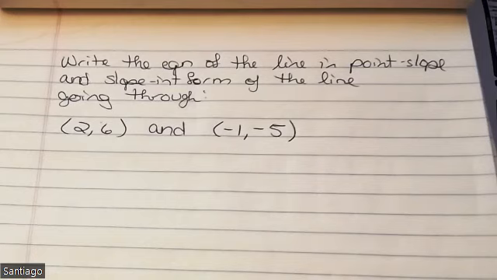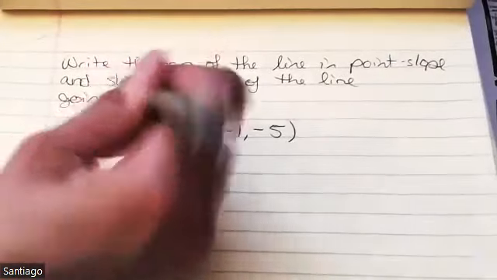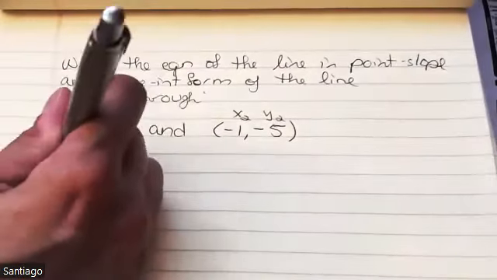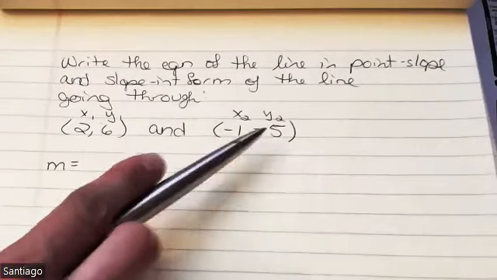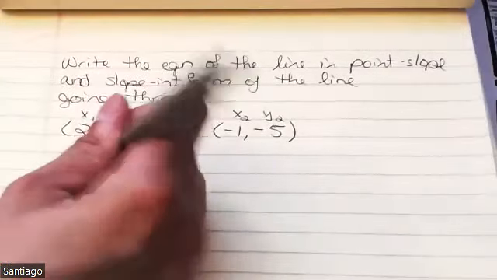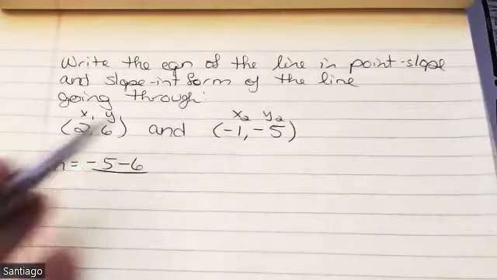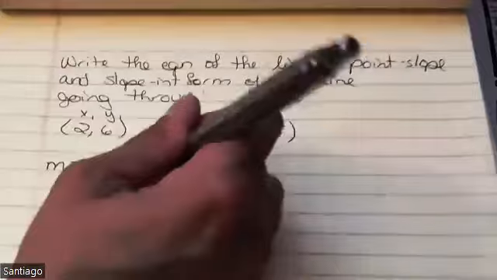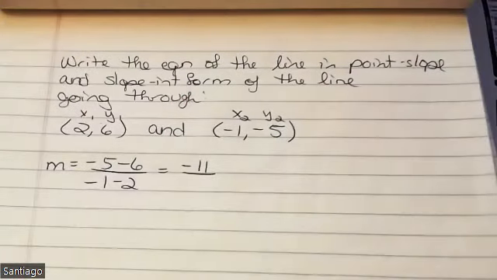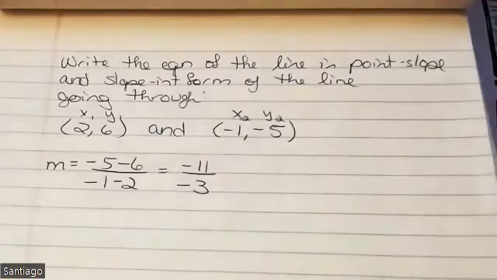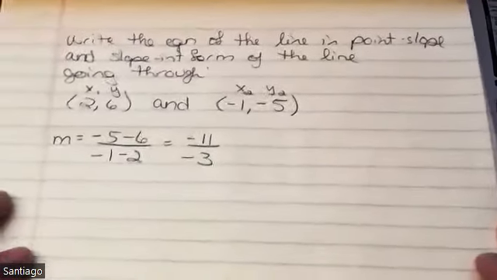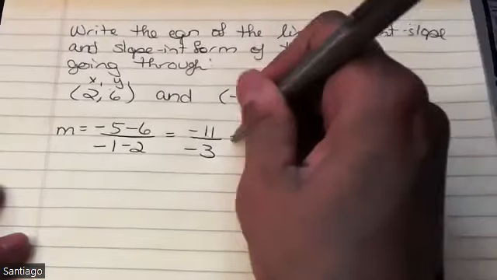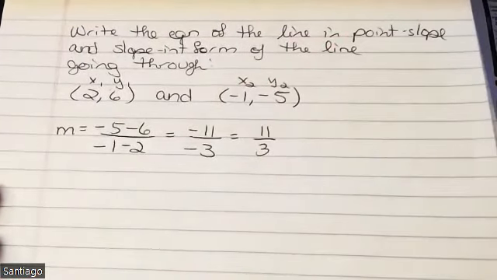Because we have 2 points, we need to start by finding the slope. So again, we're going to label this x1, y1, and then x2, y2. Let's use the slope formula. M is equal to y2 minus y1, so -5 minus 6 all over x2 minus x1, so -1 minus 2. -5 minus 6 is -11. -1 minus 2 is -3, and you know for a fact that we can simplify this because the negatives will cancel. So my slope is simply 11/3.